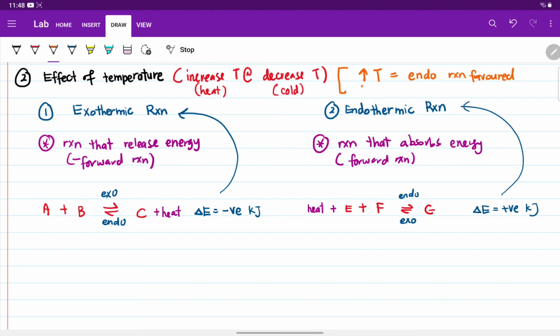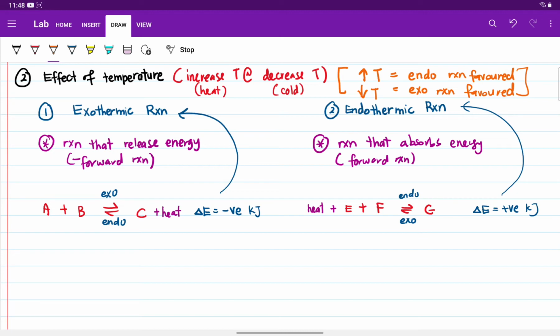Okay, dan kalau kita turunkan temperature of the system, kita sejukkan sistem kita, dia sejuk. Okay, jadi untuk stabil balik, dia kena tambah balik heat. Dia kena increase balik heat. So, reaction apa yang boleh hasilkan heat? Exothermic reaction. So, that's why when temperature is lowered, okay, exothermic reaction is favored. Okay. So, yang ini, yang warna oranye ni, this is the key point that you need to understand untuk effect of temperature. Okay, apa maksud saya dekat sini?